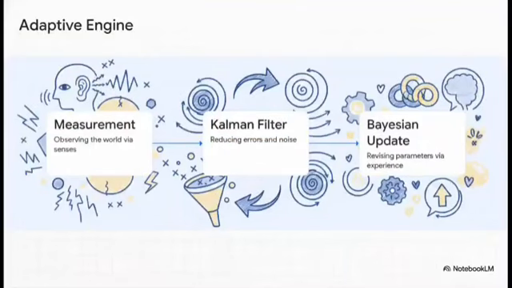So how in the world do we function with all that internal noise? Well, the human brain acts as this incredible adaptive learning engine. First, we take in sensory measurements from the world around us. Then our brain acts like what's called an extended Kalman filter.